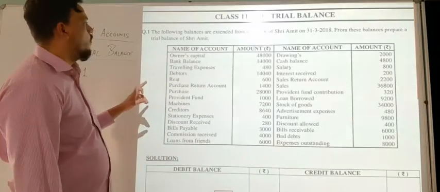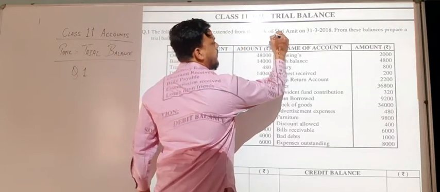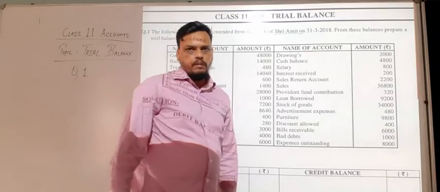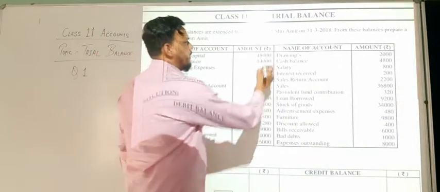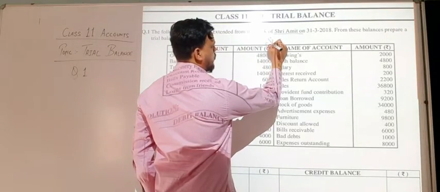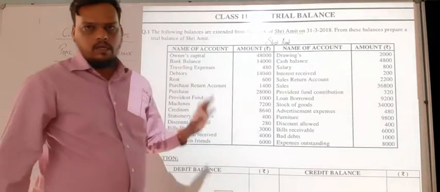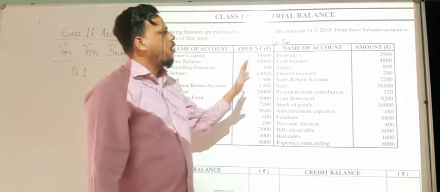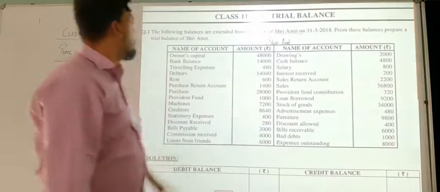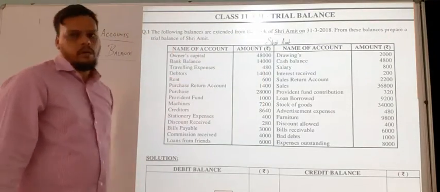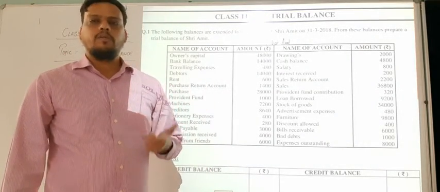Now, starting with: the following balances are extracted from the books of Shri Amit. The name Shri Amit is not displayed because of the flash, so I am reading it as Shri Amit. Hope it would be understandable. Shri Amit, on 31st March 2018. From the following balances, prepare the trial balance of Shri Amit. So we have to prepare a trial balance for Shri Amit.